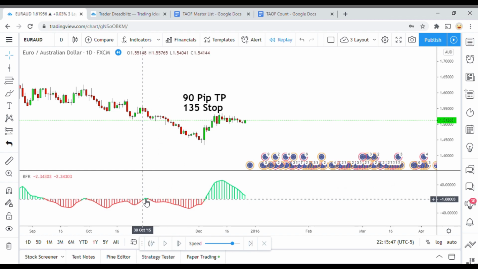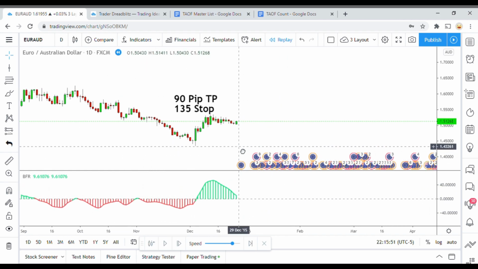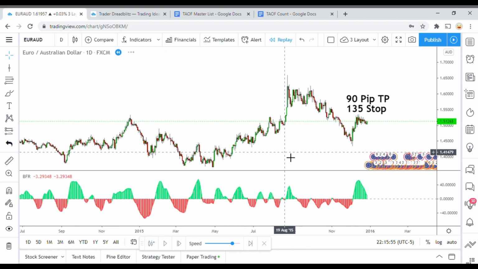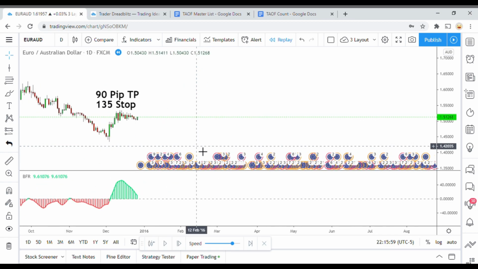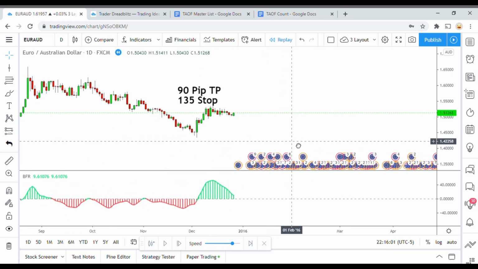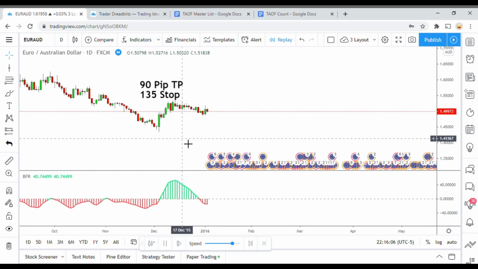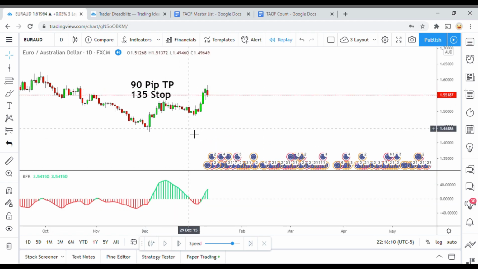So like I said, we are going to go long when it goes green. We're going to go short when it goes red. And that's pretty much it. Not a whole lot other than that. We won't worry about price action too much. Let's go ahead and get on with the testing and see what we can get out of this indicator.